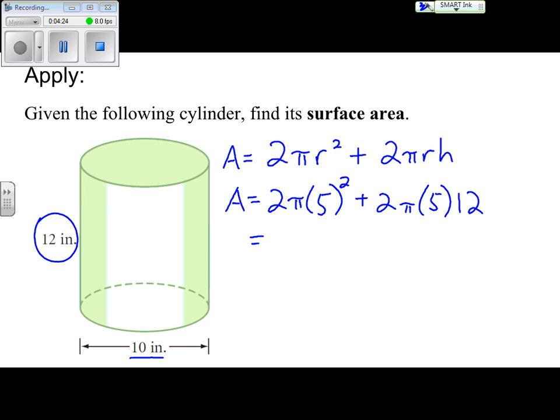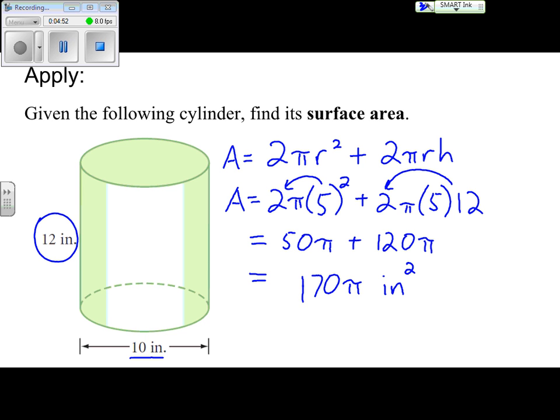Now we can go ahead and simplify this. 5 squared is 25, and I'm multiplying that with the 2 here, so I get 50 pi plus 5 times 12 is 60, and I'm multiplying that 60 by 2, so I have 120 pi. And then when I combine these together, since they both have pi, I have 170 pi. Label would be inches squared because we are dealing with surface area. And you certainly could throw that into a calculator and get a rounded answer. We would round it to 3 significant figures, but I'm going to leave mine exact.